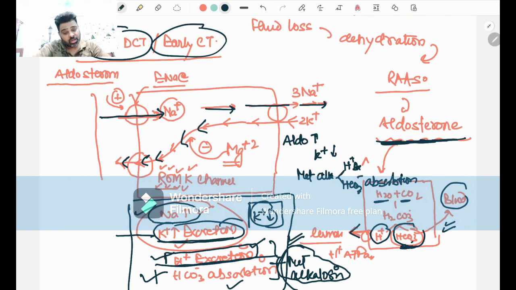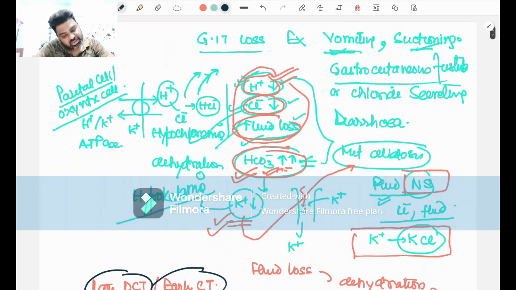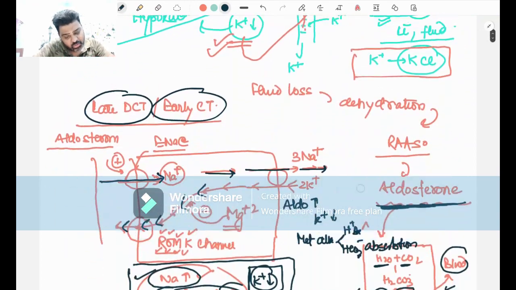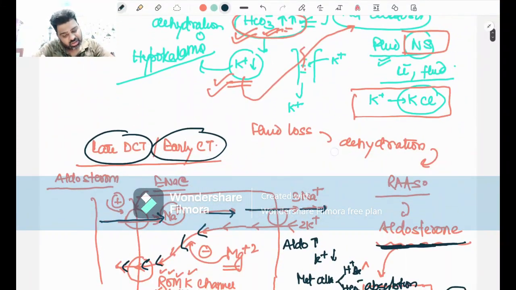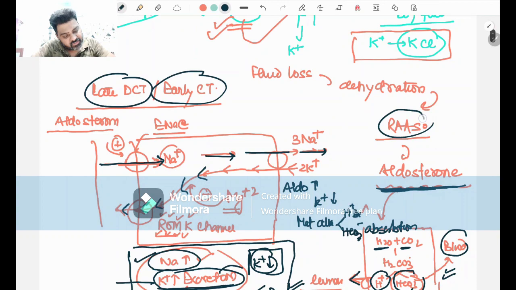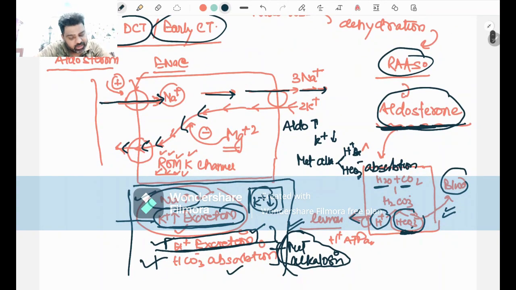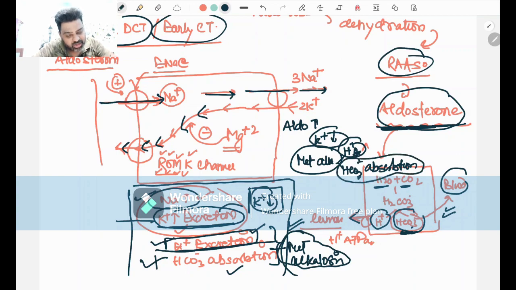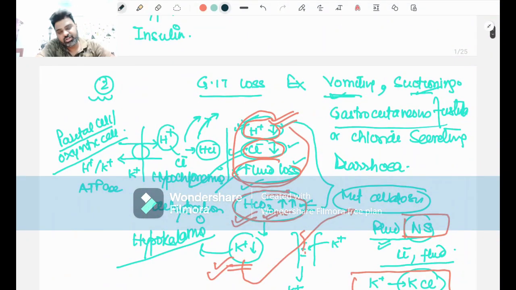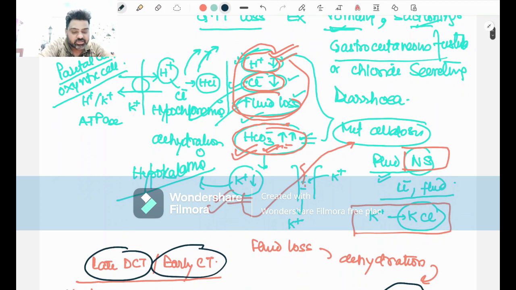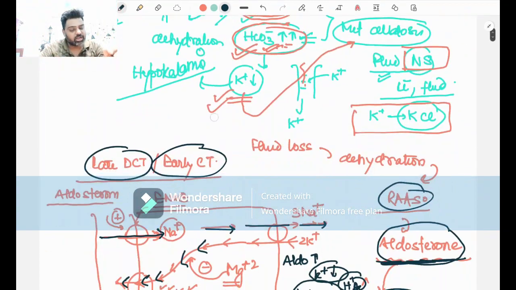Now we have seen vomiting, suctioning, and gastrocutaneous fistula manifestations. Whenever there is increased vomiting or suctioning, what will happen? There will be dehydration, there will be RAS activation, and increased aldosterone. So what will it do? It will lead to hypokalemia and metabolic alkalosis by H plus excretion and increased de novo bicarbonate absorption. So in the first stage, this GI loss, that is vomiting, suctioning or gastrocutaneous fistula, causes metabolic alkalosis, and then in the second stage, when RAS is activated, it again causes hypokalemia and metabolic alkalosis.